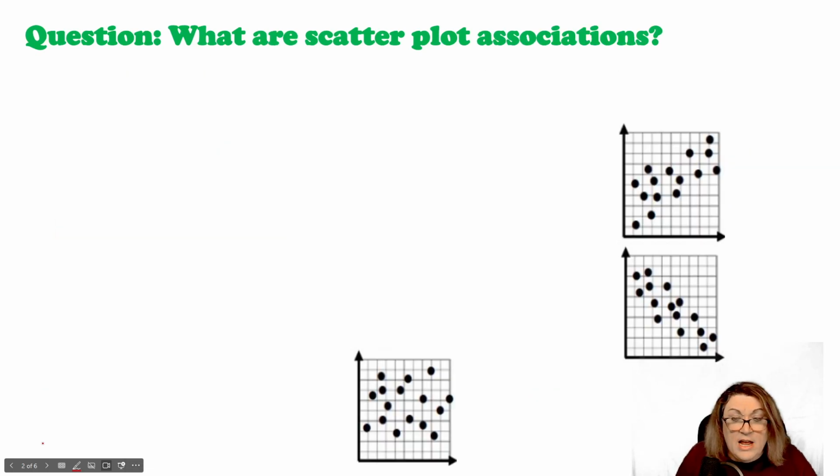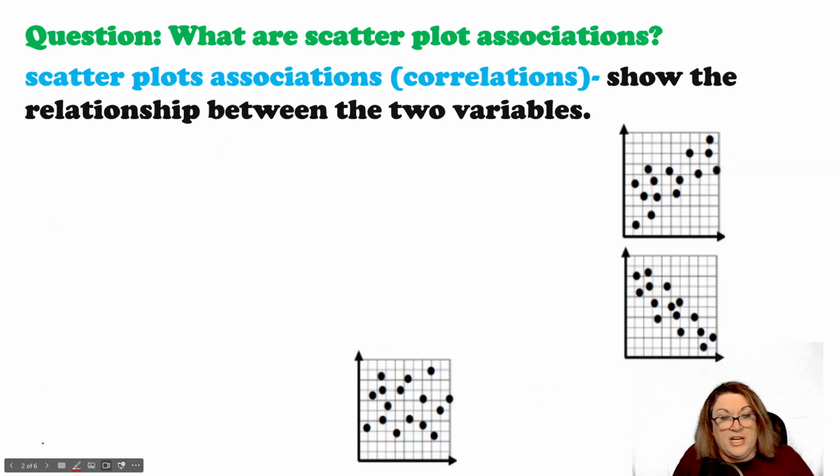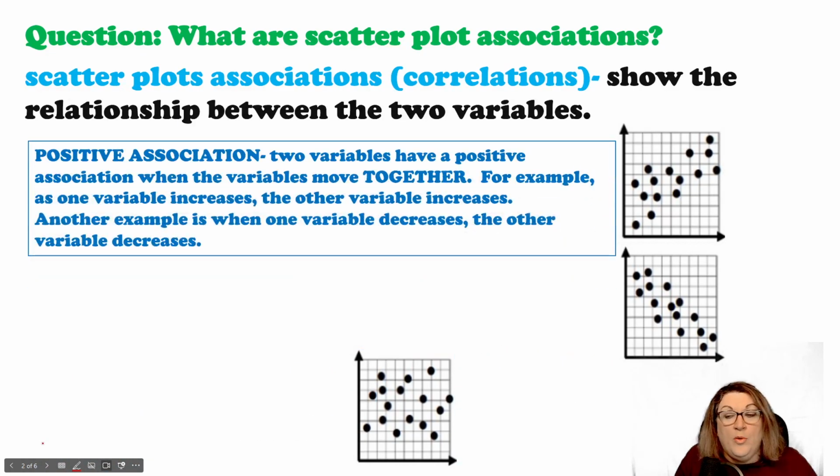Okay, now here are some associations. Another word for associations between scatterplot data is correlations. You'll see these used interchangeably, but they do show the relationship between the x and the y axis, the two variables in the scenario. We talked about this one first, the positive association. Two variables have a positive association when the variables move together. For example, as one variable increases, the other variable increases. Another example is when one variable decreases, the other variable decreases.